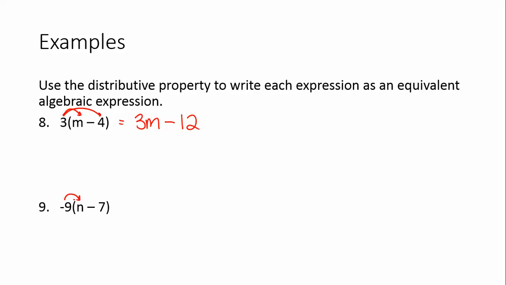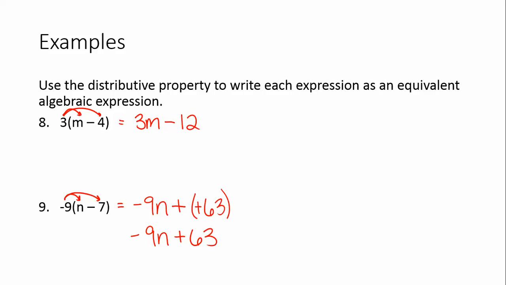This example is negative 9 times the quantity n minus 7. Here we need to be a little careful because we have to remember that the 9 is negative. So negative 9 times n would be negative 9n. But now we have a negative 9 times this 7 that's subtraction. So that's going to be a negative 63. Notice what happens to the sign. Subtracting a negative is the same as adding a positive. So this becomes negative 9n plus 63.